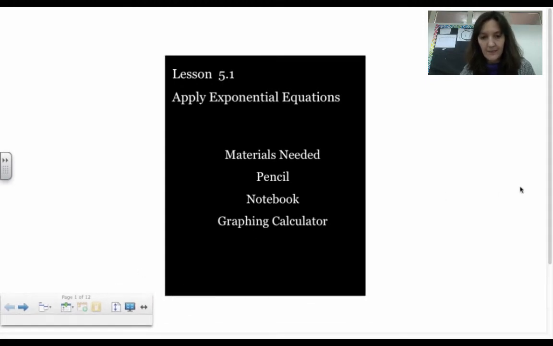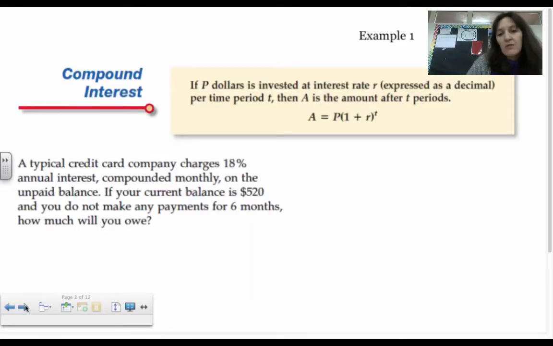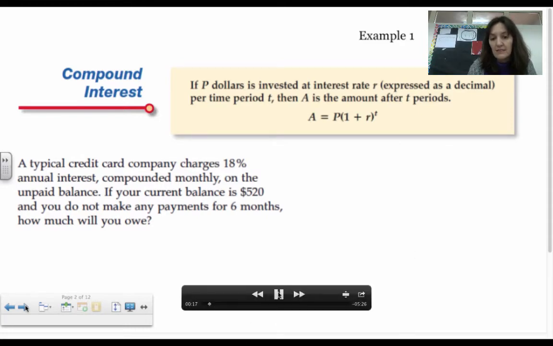what this looks like. The lesson today is on applying exponential equations, and we're going to start with example 1 here. I want you to realize that all these problems are going to be word problems. They're all going to have formulas involved in them.